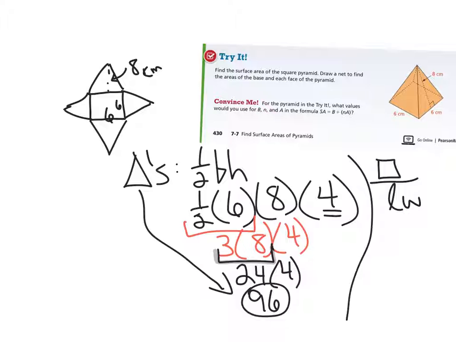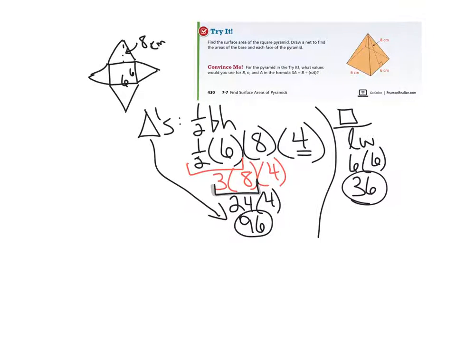Again, a square is a type of rectangle, so length times width. Length times width, they'll not give you that formula. You need to remember that one. Length and width of our base are both 6, so 6 times 6 is 36. And at that point it's just a matter of adding those together.